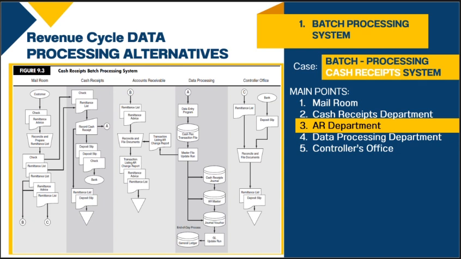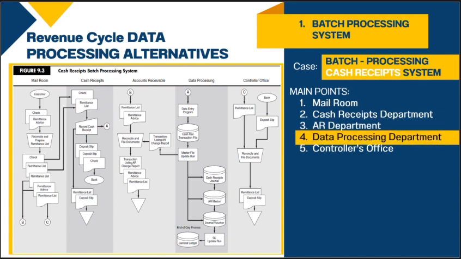For the account receivable department, the account receivable clerk receives the remittance advices and a copy of the remittance list from the mailroom. At the conclusion of the batch update run, the clerk also receives a listing of transactions processed and a summary of changes to the account receivable. Now these two documents are then reconciled and filed in the department.